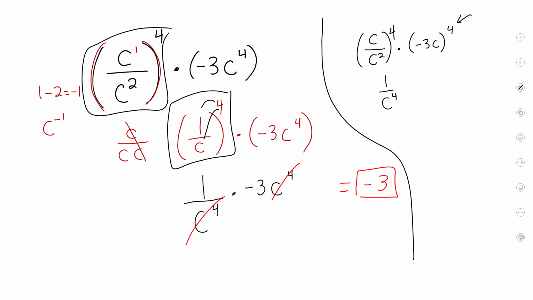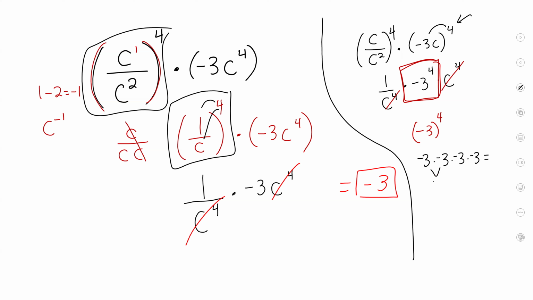Let's look at this one. This becomes -3 to the power of 4 times c to the power of 4. So those cancel. This is my answer, but let's figure out what that is. -3 to the power of 4, you can either put this in your calculator just like this. Make sure you put this in parentheses if you use a calculator. But what this means is -3 times -3 times -3 times -3. -3 times -3 is 9, times another -3 is -27, times another -3 is 81. So your answer for this one is 81.